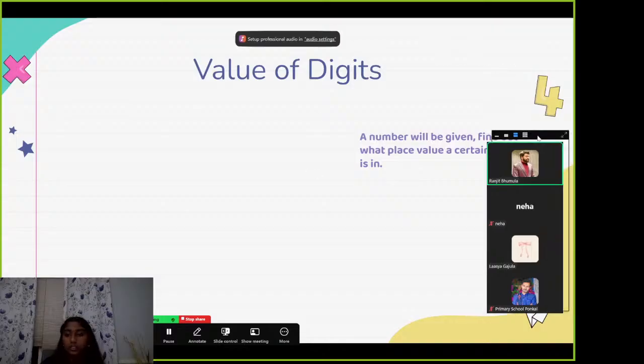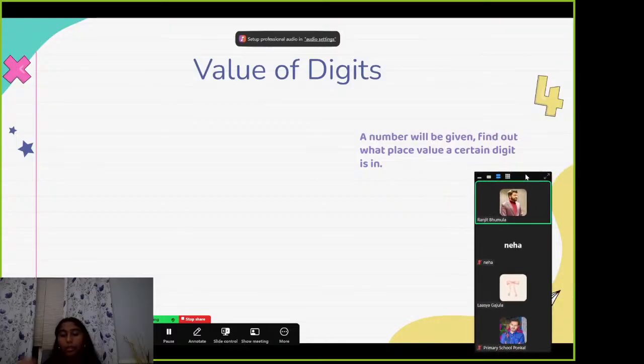Okay, so there's another game, I guess. There will be a number given, and a certain digit inside the number will be highlighted, and you have to figure out the place value. So in the number 362, what is the value of the digit 6?